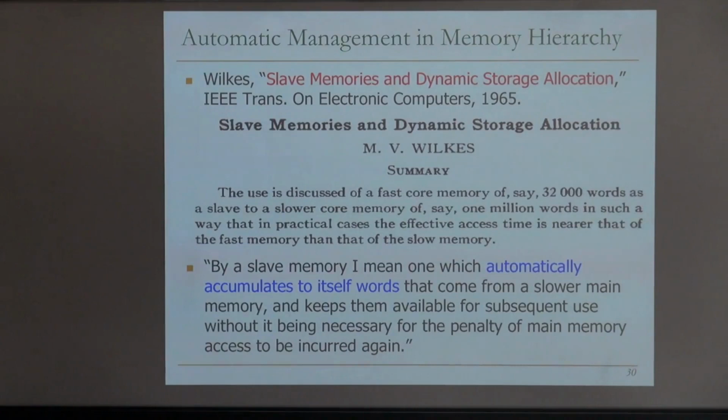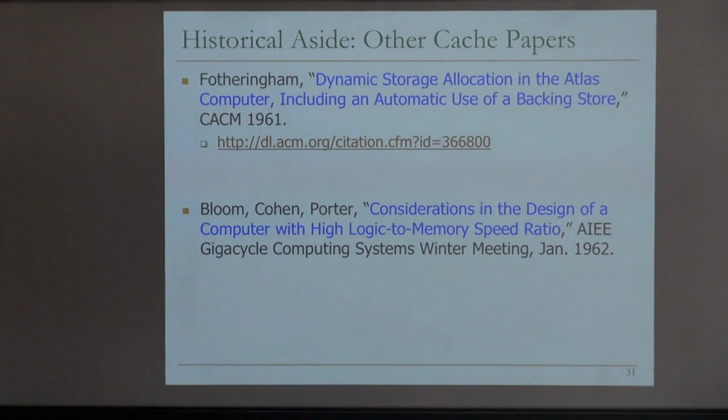So there's a historical aside. There are actually other cache papers. This is in the more system space, managing the disk. And this is more in the hardware space. This is from the National Cash Register, NCR company. I believe this is the first original source that I could find, with the help of my students, that introduced the cache, at least the hardware cache as we know it.